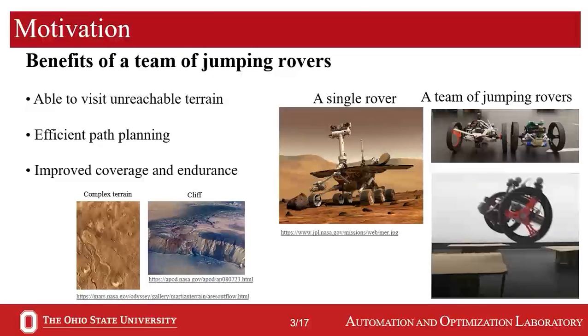However, if rovers have an ability to jump on top of an obstacle or over a gap, the jumping capability can provide more degrees of freedom in path planning. Additionally, operating a team of jumping rovers can eventually achieve a larger coverage of areas to explore in a shorter amount of time and improve endurance of the robotic system.